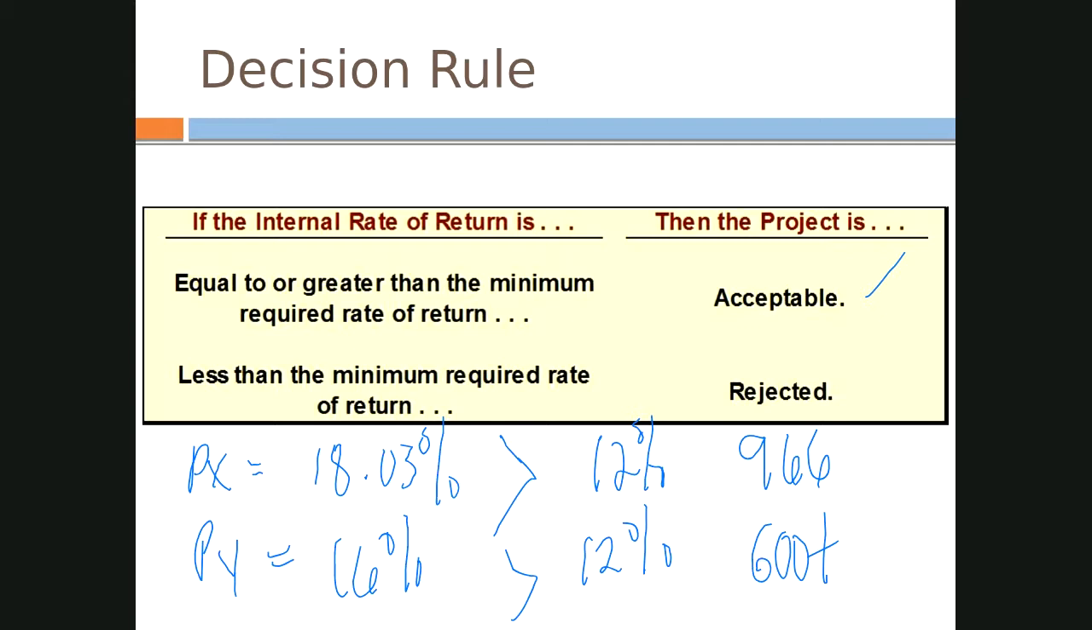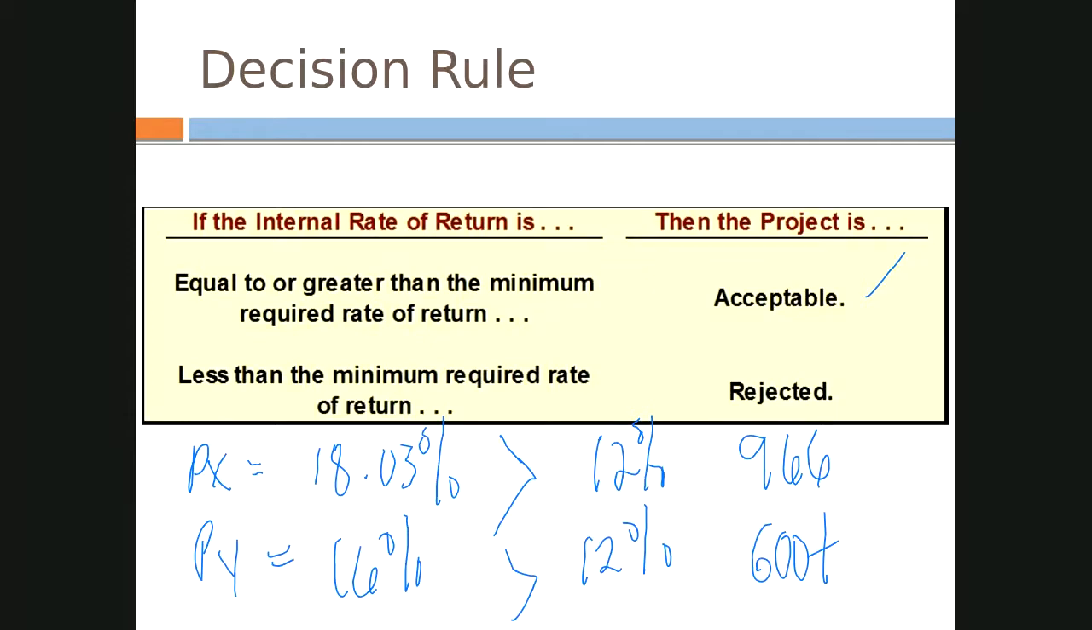Kapag NPV ang gagamitin natin, Project X pipiliin natin. If we're going to use IRR, Project X pa din ang pipiliin natin. So, therefore, whether IRR or NPV, you will arrive at the same answer. Yun nga lang, pina-favored natin yung NPV kasi sa NPV, nakokompute natin yung increase doon sa shareholders' wealth, which is 966 for Project X and 600 for Project Y. Hindi kagaya dito sa internal rate of return, naka-rate kasi, so hindi masyadong meaningful yung percentage.